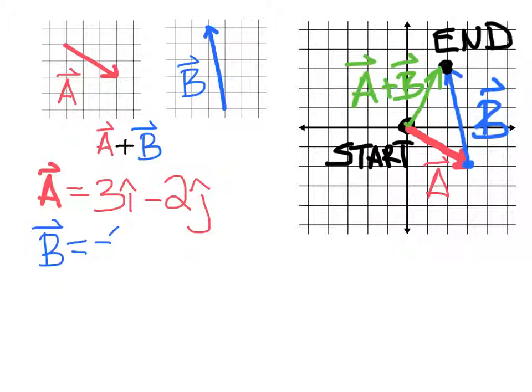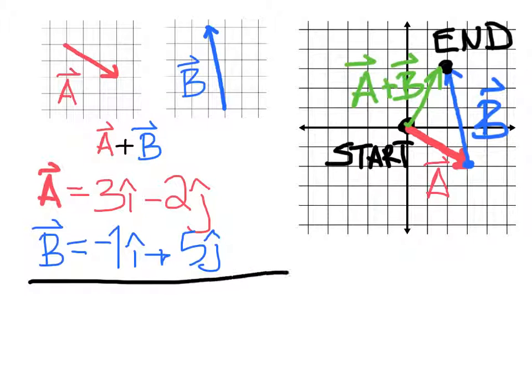B is negative 1 i hat plus 5 j hat. And from here, adding the vectors is a fairly straightforward process. You can just draw a big line across and add them up, and we're going to add the like terms. So first, we're going to add our i hat terms, and what we have here is 3 i hat on the top and negative 1 i hat on the bottom. So when you combine those together, you get positive 2 i hat.